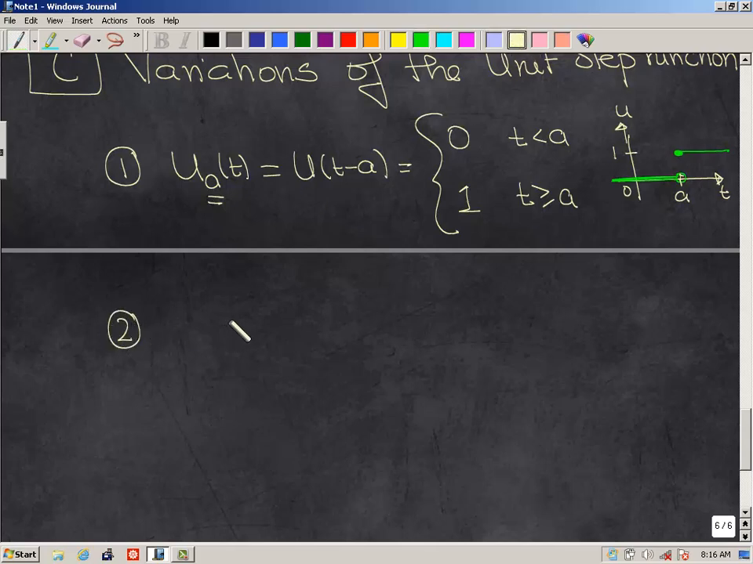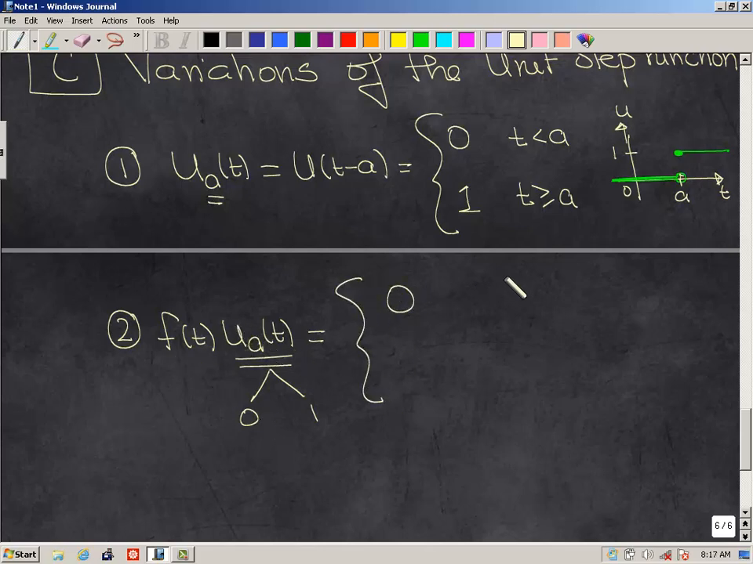Two. What happens if I take this step function and multiply it by some other function? Okay, what happens in that case? Well, this function can only take on two values. Always remember that it can either be 0 or 1. So until a, this function is going to be 0. So if you take 0 times f of t, you're going to get 0. So 0 until a, when t is less than a.